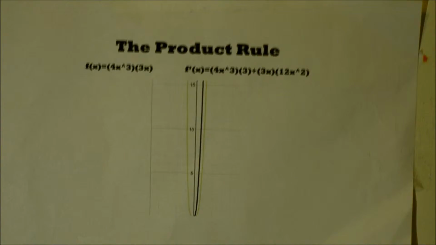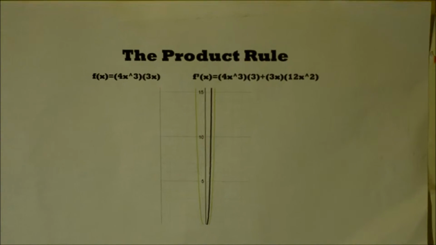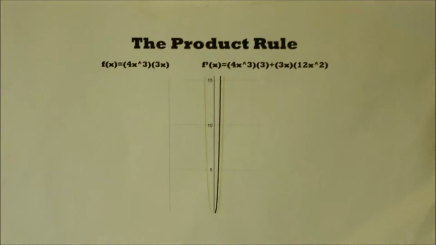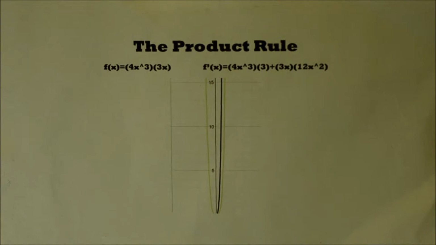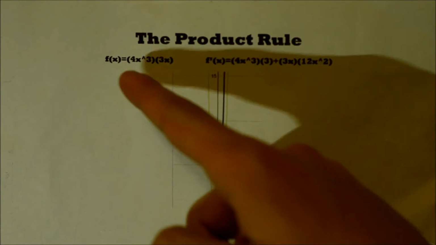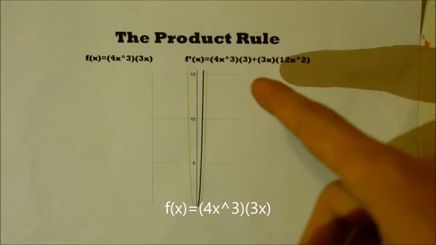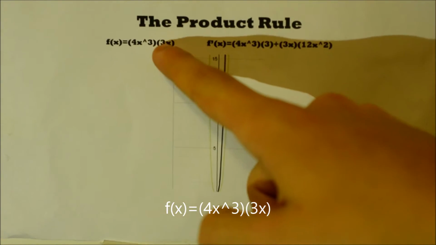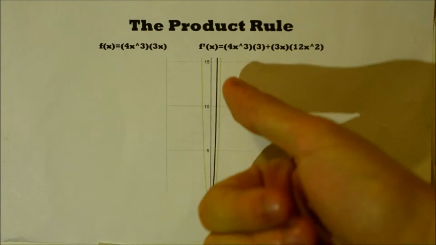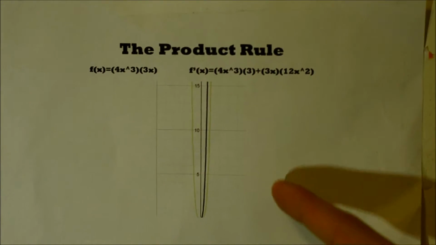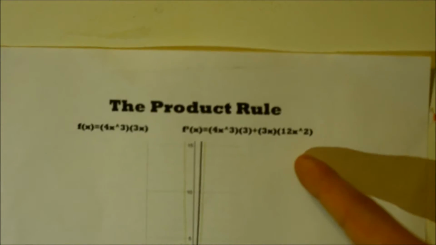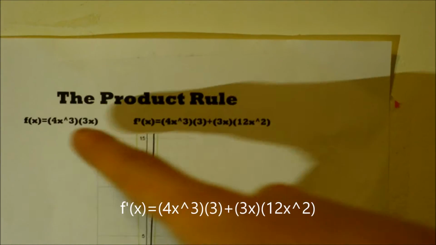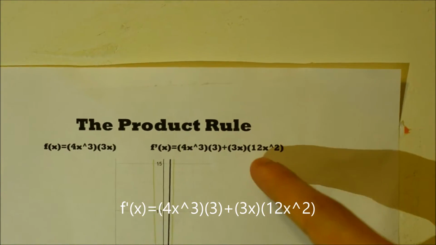This is the product rule. You use the product rule when you have one function that consists of two differentiable terms being multiplied together. To find the derivative, you take the first term and multiply it by the derivative of the second term. So 4x to the third multiplied by the derivative of 3x, which would be 3. Then you add that to the second term multiplied by the derivative of the first term. So 3x times the derivative of 4x cubed, which would be 12x squared.